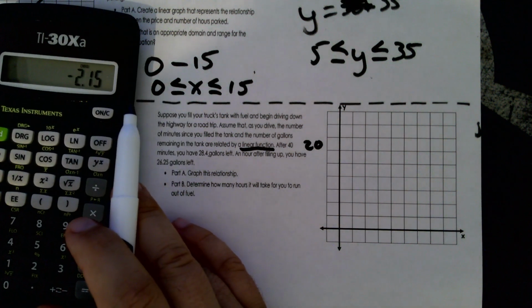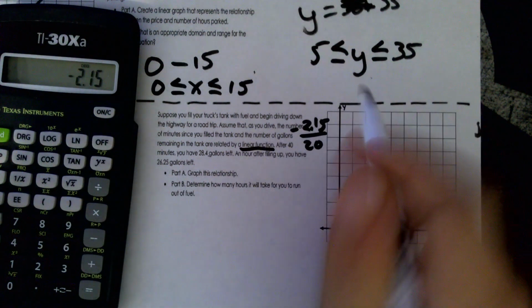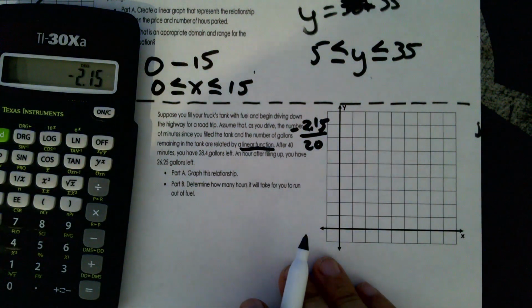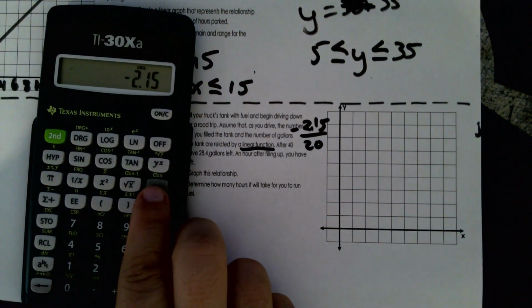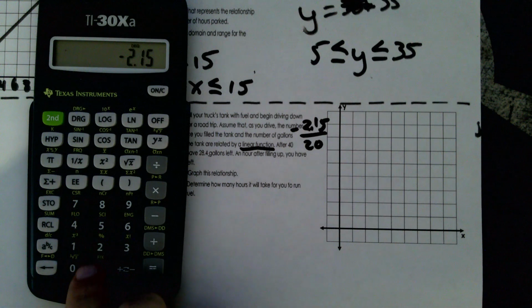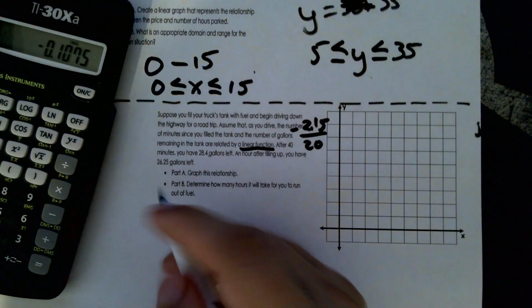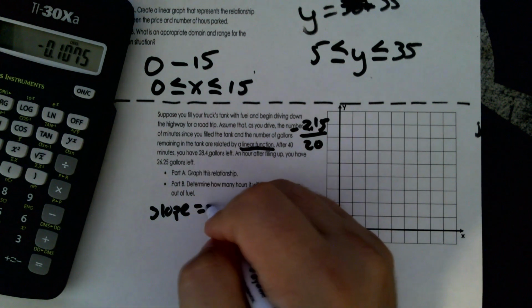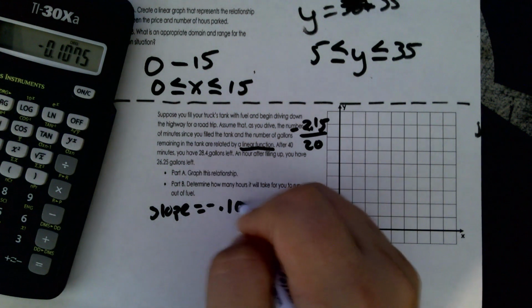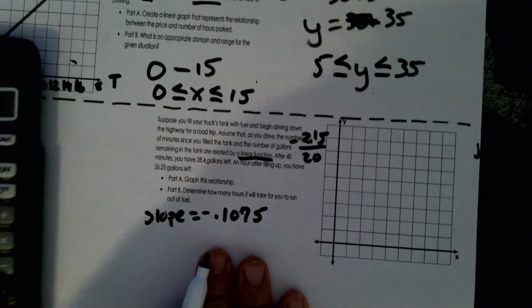And we've lost 2.15 gallons in 20 minutes. Okay, let's divide this by 20 to see how many gallons of gas we're using per minute. And that is a slope of negative 0.1075. All right, so what do we do now?